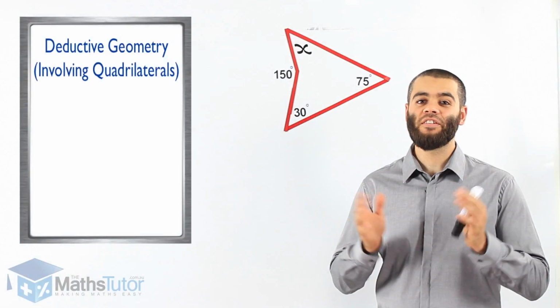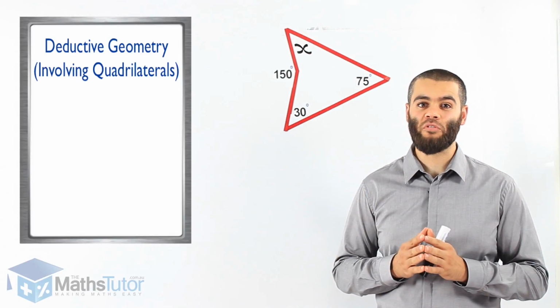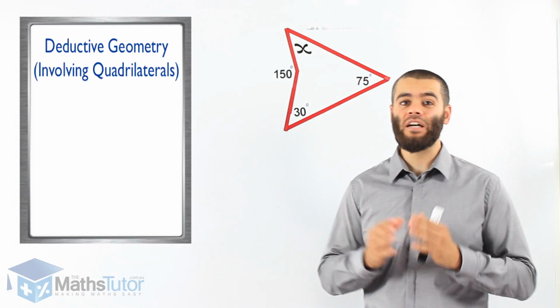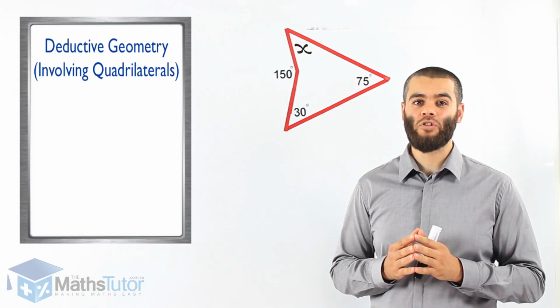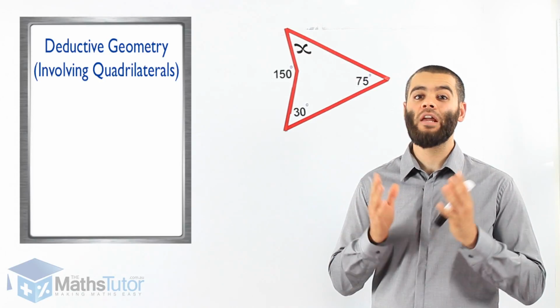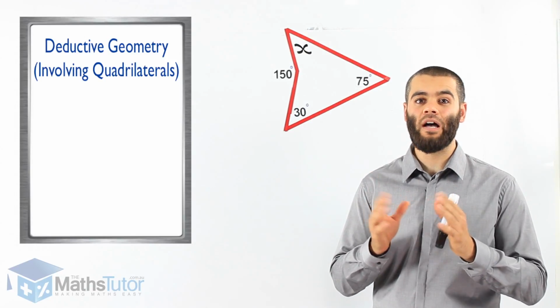Hey everyone, today we're going to be learning about deductive geometry with quadrilaterals, four-sided shapes. In quadrilaterals and in deductive geometry, like all deductive geometry, we are detectives. We are looking for clues. We are looking for the missing angles for us to find the angle that we are looking for.